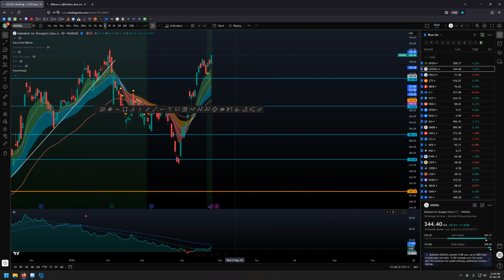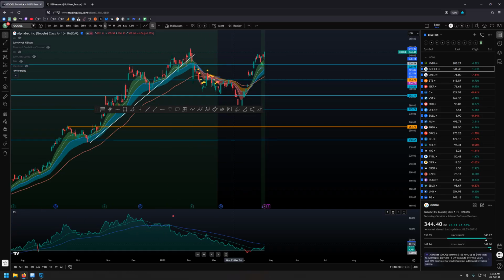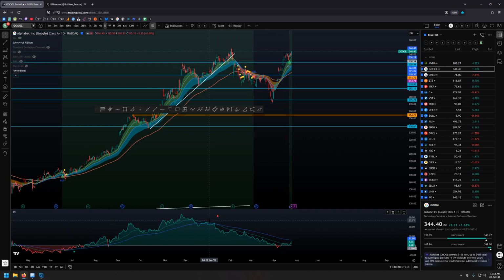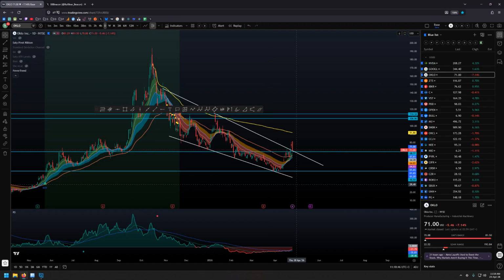The RS itself has crossed above the 21 EMA, is going to cross above the 55 EMA as well, which are also signals. And even though I don't mark them here, again, a similar setup to NVIDIA, and it should be going higher. Then another good example is Oklo.